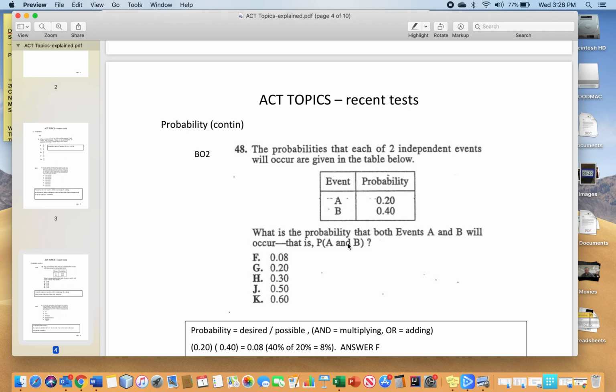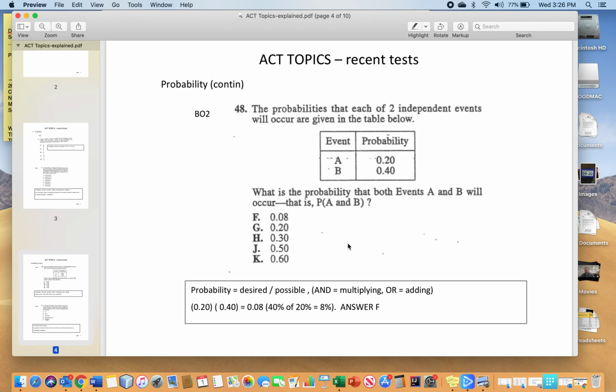Again, here's an and. For and, you multiply. So 0.20 times 0.40 is 0.08.